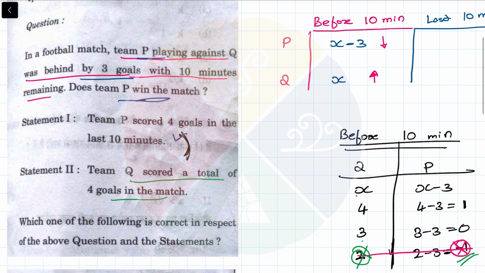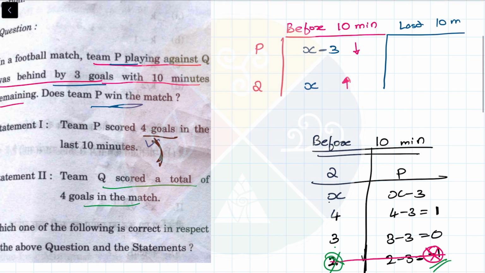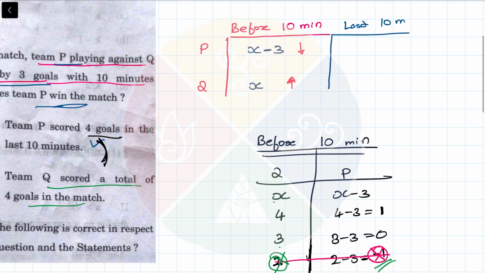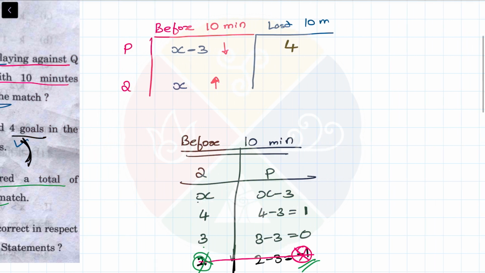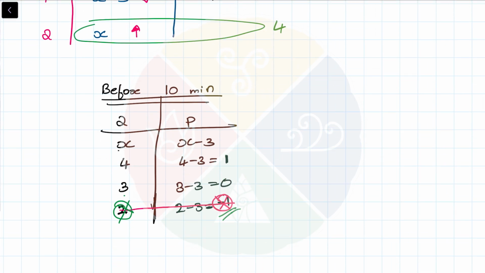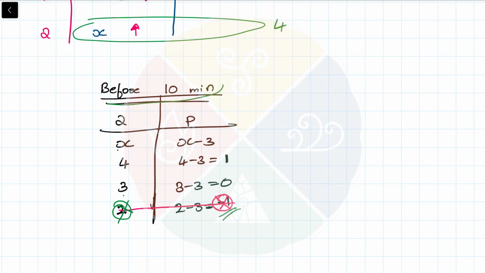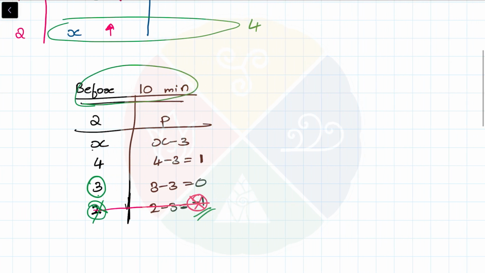Now let's see what is going to happen. Team P scores 4 goals in the last 10 minutes. So that is the first thing: in the last 10 minutes, P scores 4 goals. And team Q scores a total of 4 goals in the match. That is statement 2. Q should get a total of 4 goals. Okay, so here two cases can happen. In the first 10 minutes, Q can score 3 goals. So two scenarios are happening.